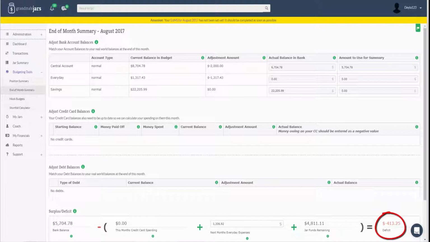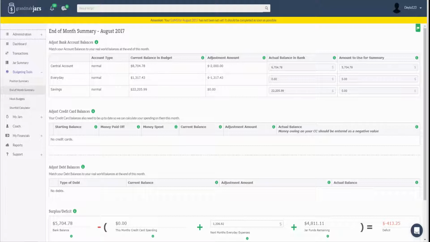Until this first pool is full and we have a green surplus figure here, Dean and Emma cannot get on with building a rainy day fund, eliminating debt, or saving towards their lifestyle goals. Now in this case, Dean and Emma do have $22,000 in savings, so we would be pulling $413 out of their savings to top up their central account, because the number one priority, and that's why it's the first pool, is that our first pool always needs to be full before we do anything else. Because like in a cascade, unless the top pool is full, water can't overflow into the lower pools.